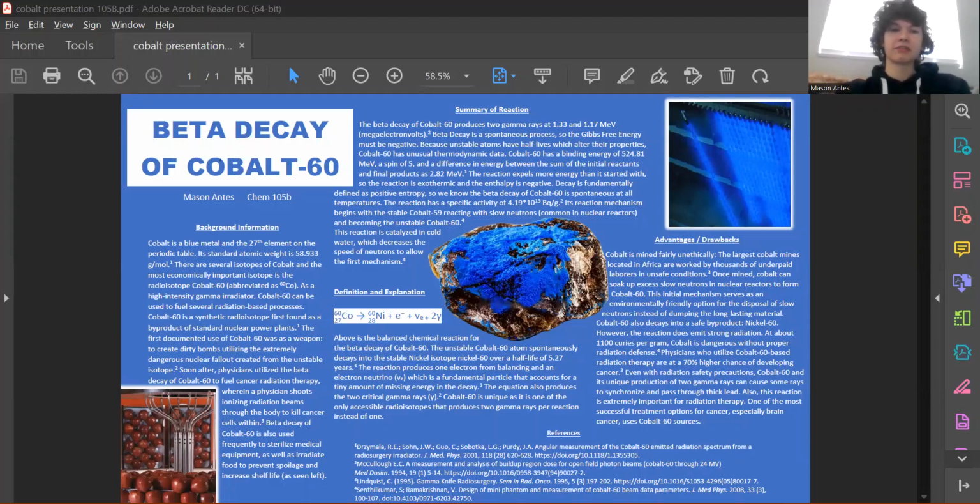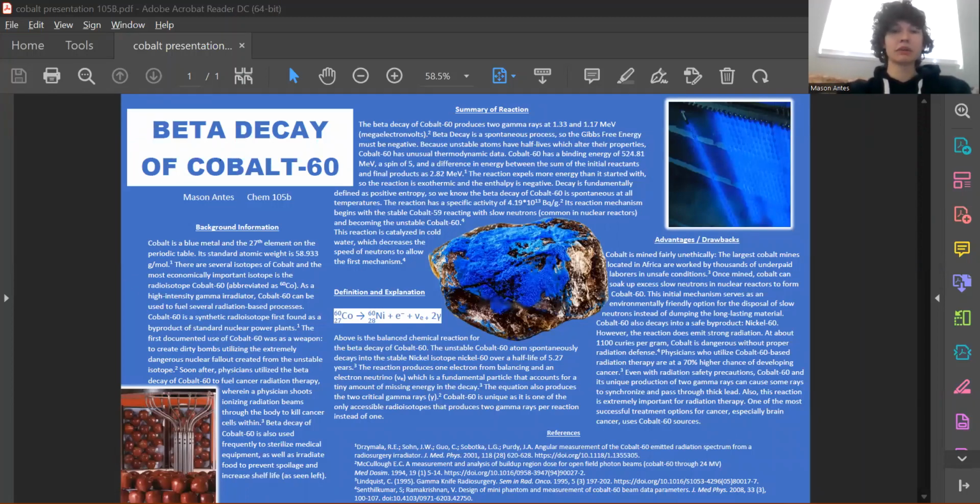Found in the middle here, you can see the full balanced reaction of cobalt. Essentially, the unstable cobalt-60 beta decays into the stable nickel-60, and by doing so, it releases one electron neutrino, which is the fundamental particle necessary in this reaction to account for a tiny amount of missing energy and momentum in the decay, and the two key gamma rays. The gamma rays are what's used in the majority of these processes, such as the Gamma Knife and the food irradiation. Beta decay itself is essentially the decay of a neutron into a proton, which releases one electron.